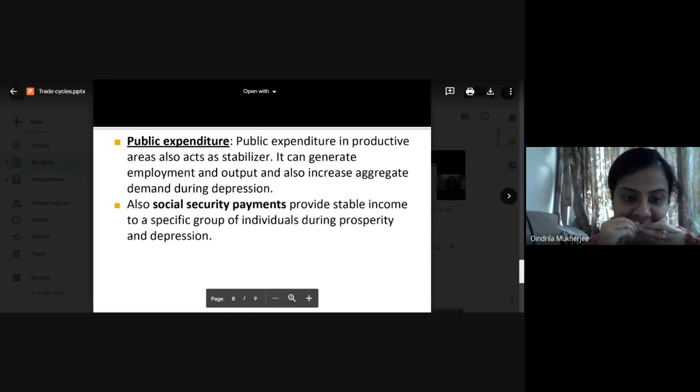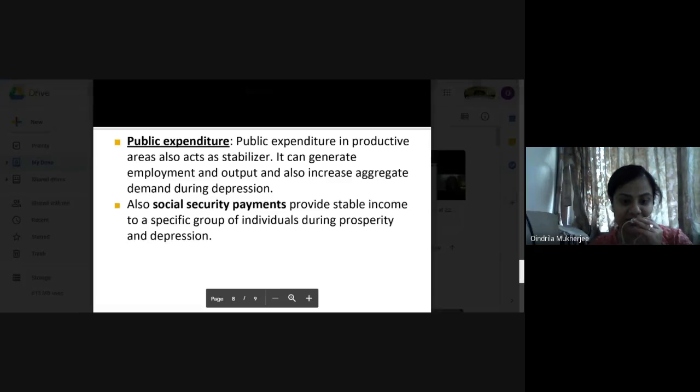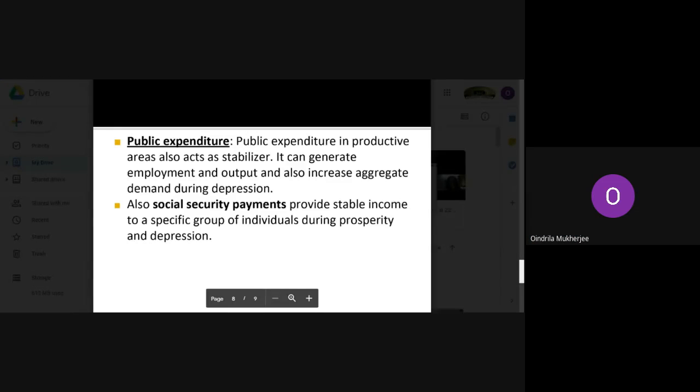Then the next one is public expenditure. We know what public expenditure is. Can anyone tell me what you mean by public expenditure? Please put your answers in the chat box. What is meant by public expenditure? Whose expenditure is it? It is the expenditure of the government.